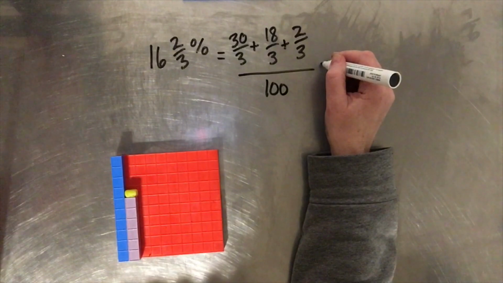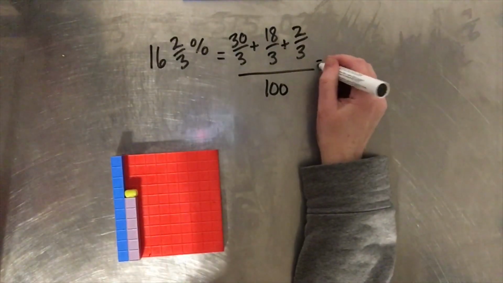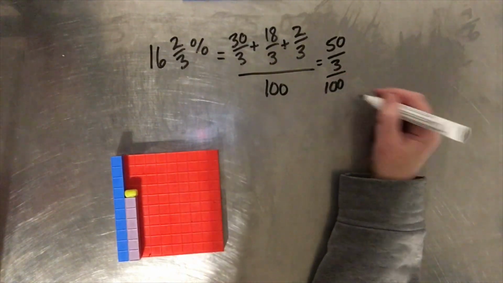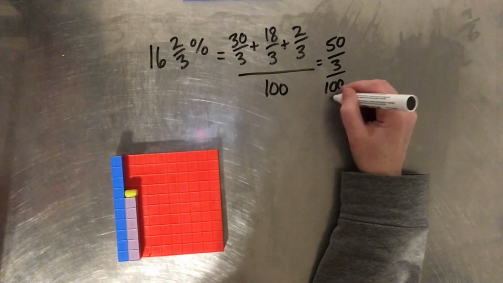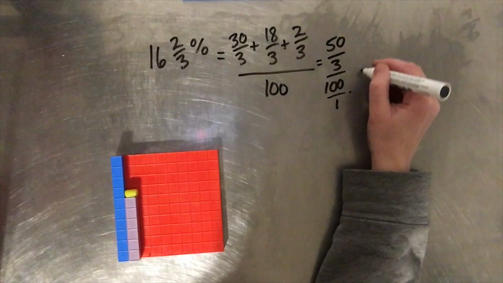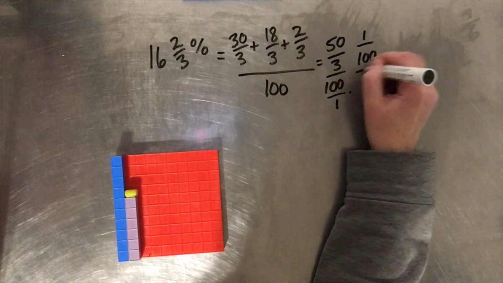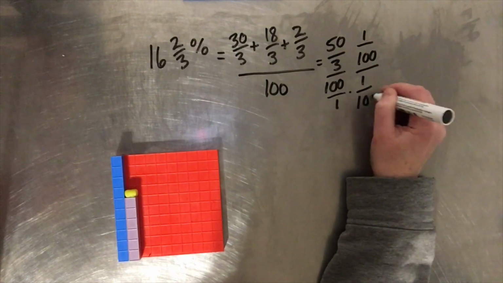If you add all that together, you end up with 50 thirds of 100th. Okay? And if you simplify it the way I'm pretty sure you've been taught, you can basically multiply by 1 over here. And we use a 1 that works for us so that we can get rid of the bottom here.